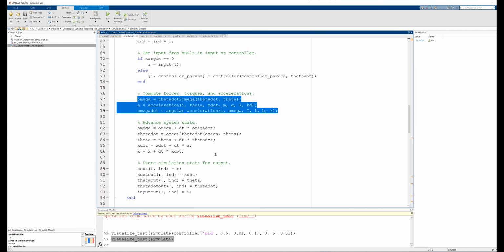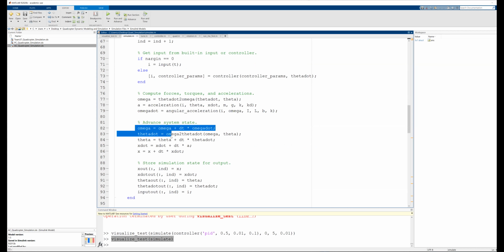So the next step is called the Euler integration. Omega is equal to omega plus delta t multiplied by omega dot. Omega is the angular value, the previous angle value, plus delta t, the time step, multiplied by the velocity. So the new angular displacement is the original angular displacement, which is omega, plus delta t multiplied by the velocity.